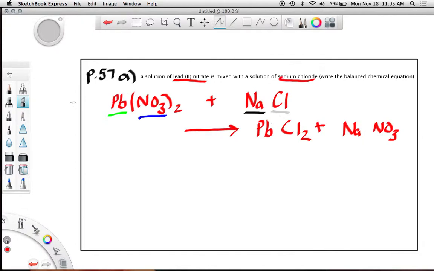These are whatever. We have to make sure they're balanced. So let's do states first. There's two ways to do this. I'm going to give you a little trick. I did that wrong.